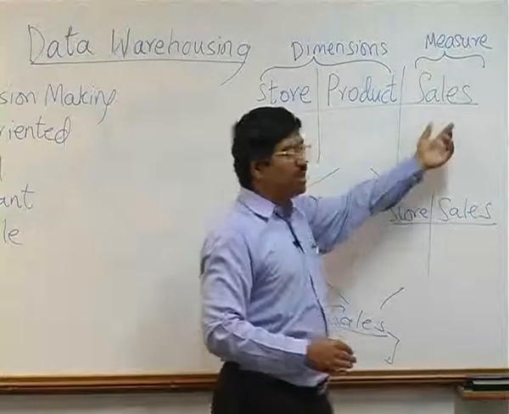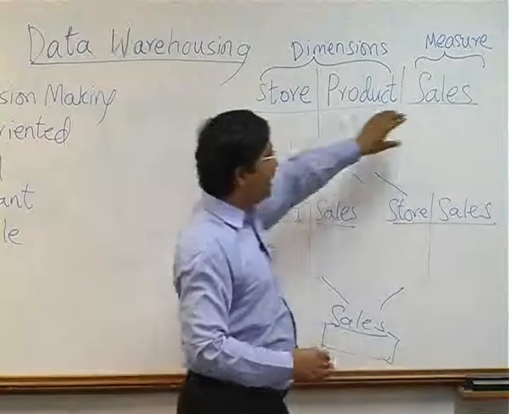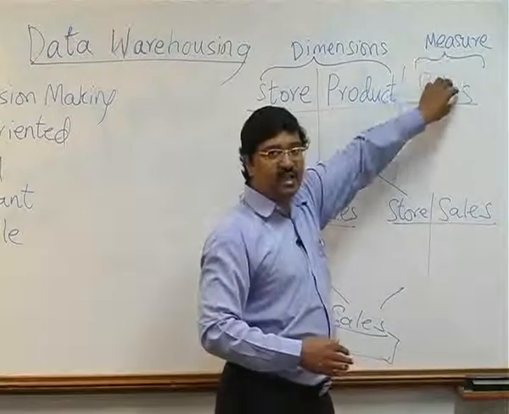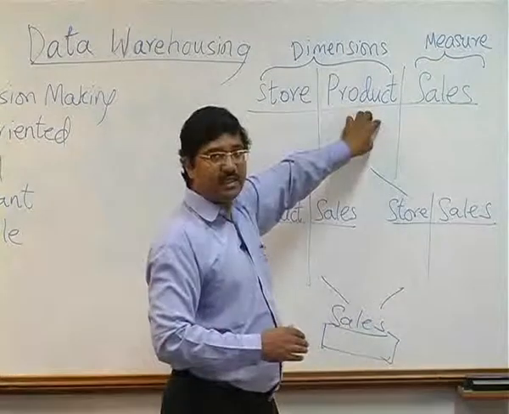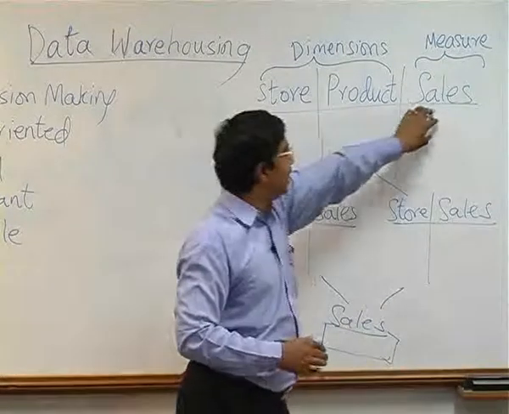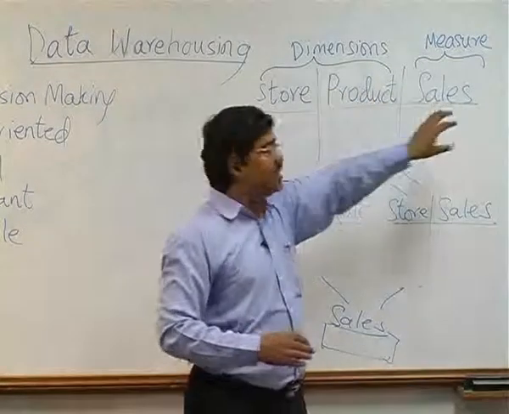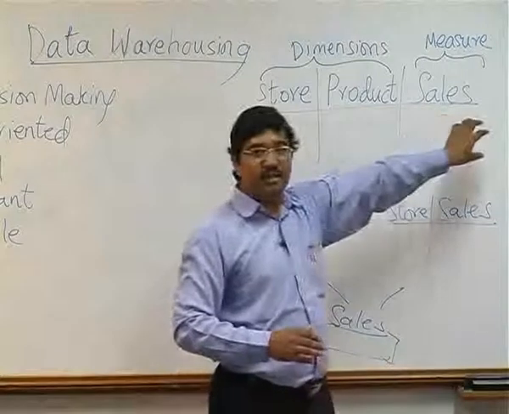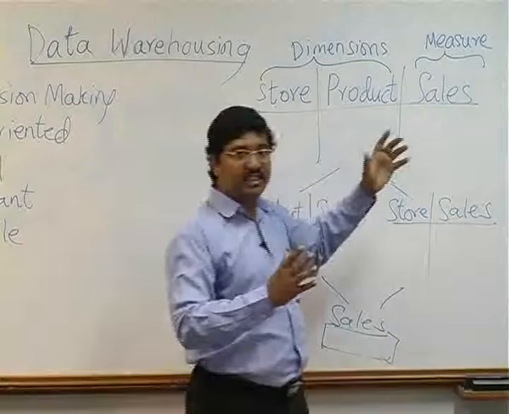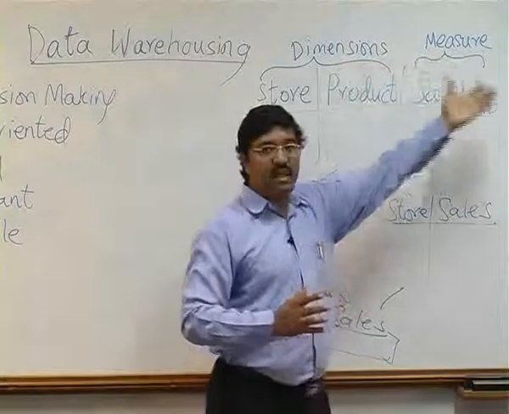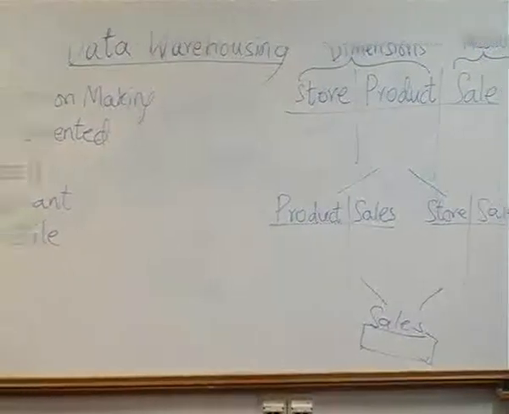The measure has to be a numeric attribute, and you want to study how this measure changes depending on the different dimensions. How are the sales affected in the different stores? Which stores are giving you more sales? Which products are giving you more sales? Which products are giving you less sales? You want to study those kinds of relationships between the dimensions and the measure. That is what we mean by subject oriented.